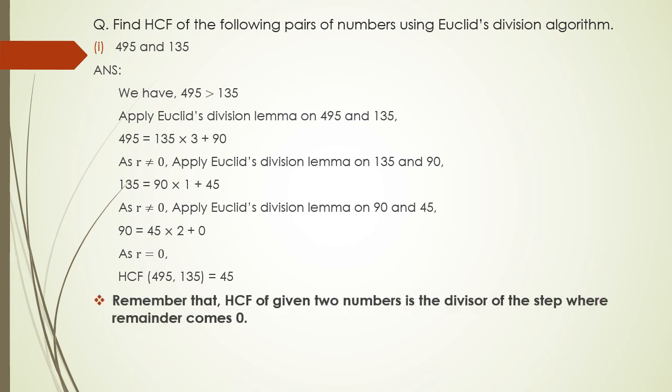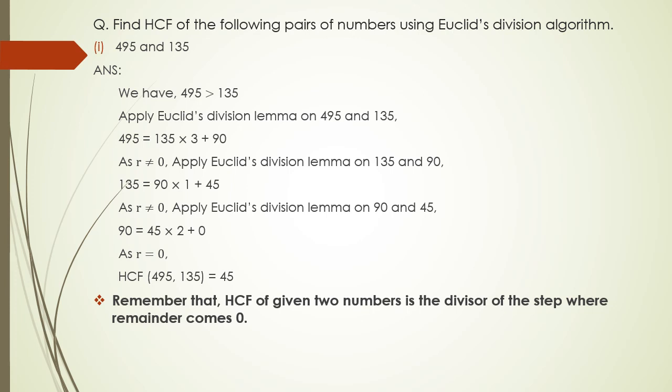Let us see a note. Remember that the HCF of the given two numbers is the divisor of the step where the remainder comes 0. So wherever we get remainder 0, the divisor of that particular step is nothing but the HCF of the given numbers.